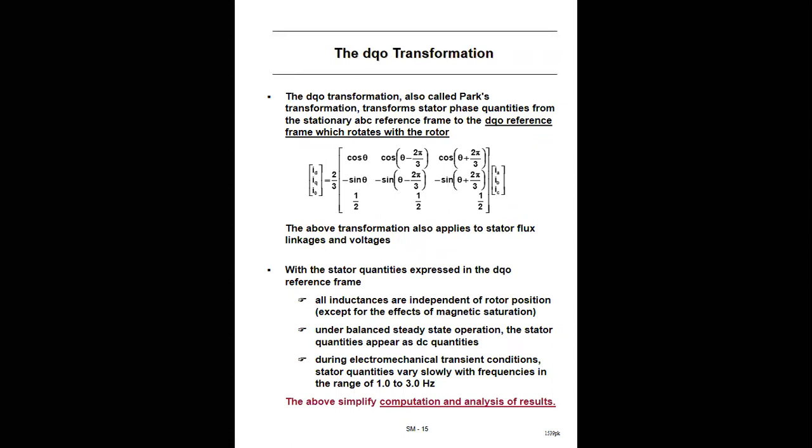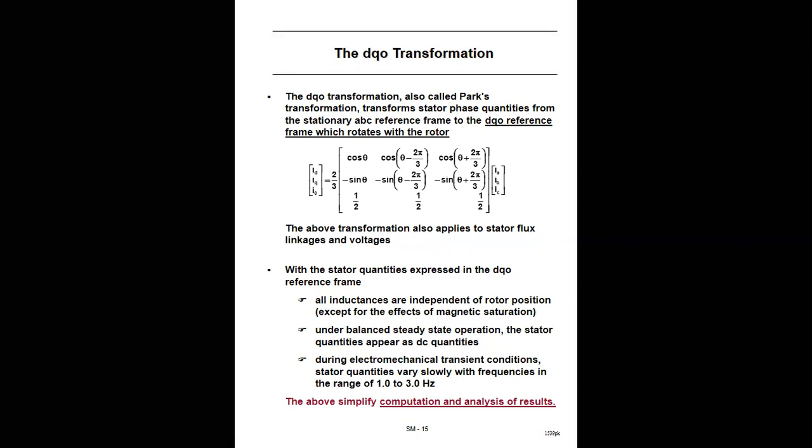Let's move towards the DQ transformation. The DQ transformation is also called Park's transformation, which transforms stator phase quantities from the stationary ABC reference frame to the DQO reference frame, which rotates with the rotor. So we can have a current vector of ID, IQ, and IO, which are the DQO components, with a factor of 2 by 3.